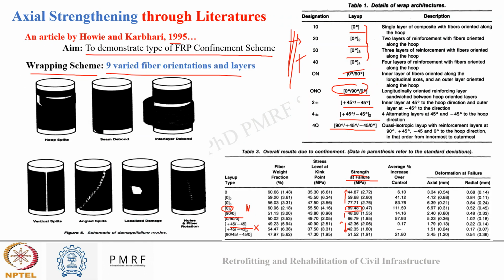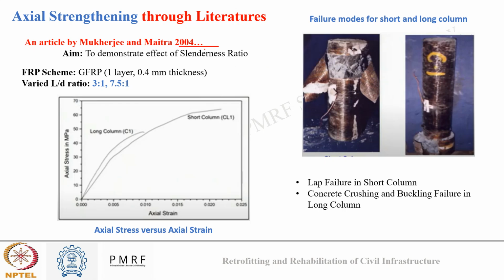Okay, this one more paper published in 2004, they talked about slenderness ratio. So slenderness ratio is nothing but to differentiate long columns from short columns. They talked about two L by D ratios, 3:1 and 7.5:1. So this is my short column and this will be my long column.